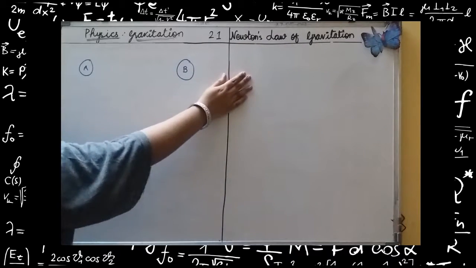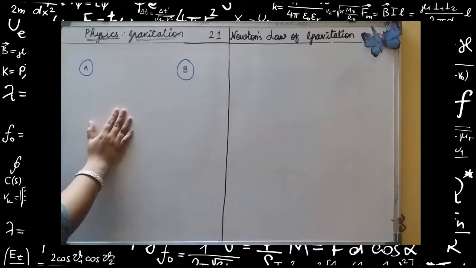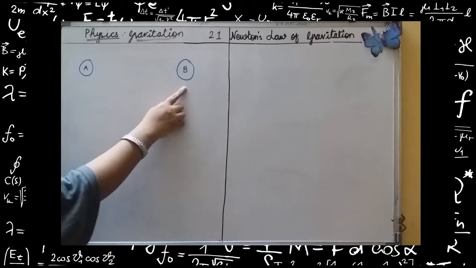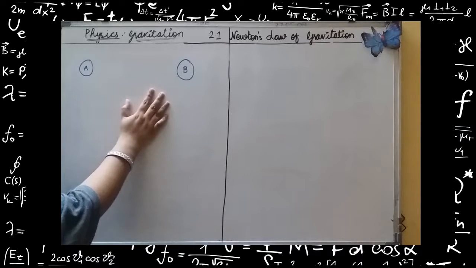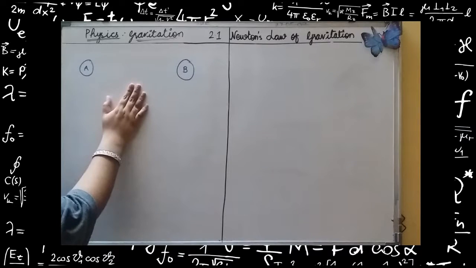Next topic is Newton's law of gravitation. Now the law states that every particle of matter attracts every other particle of matter with a force which is directly proportional to the product of the masses and inversely proportional to the square of the distance between them.